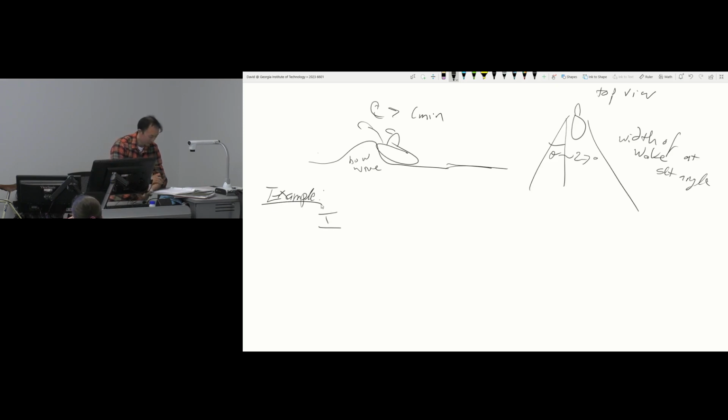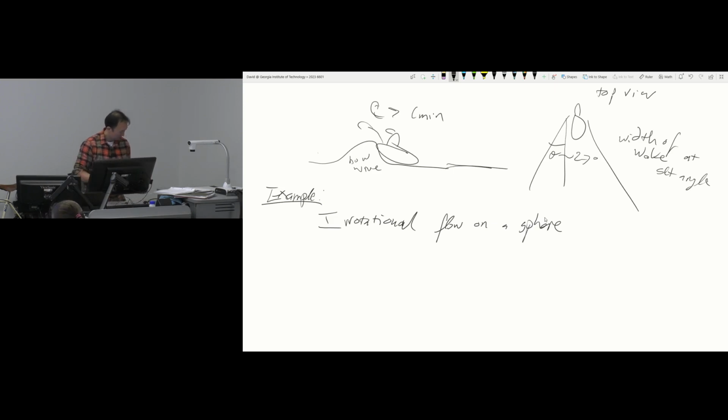So we're going to do a couple of calculations to show that the drag is 0 on a sphere. We're going to repeat what D'Alembert did, over 200 years ago now. Flow on a sphere.